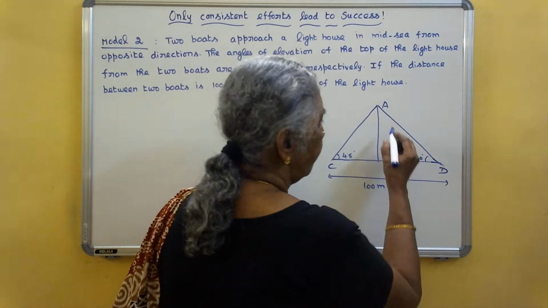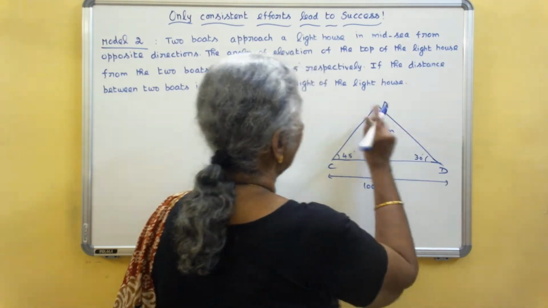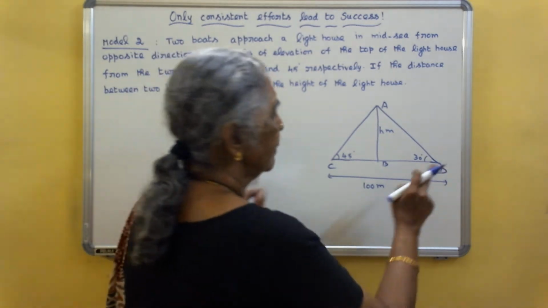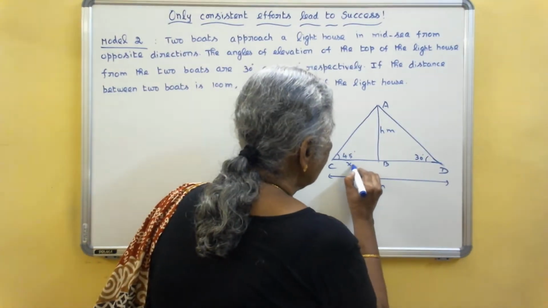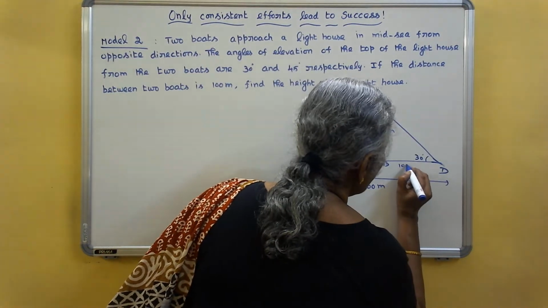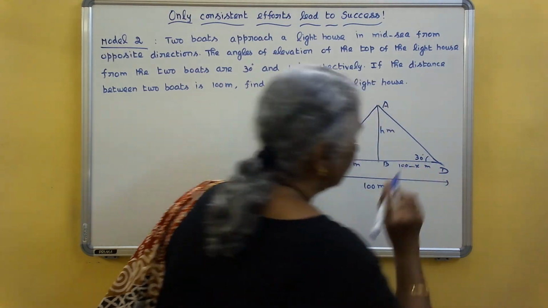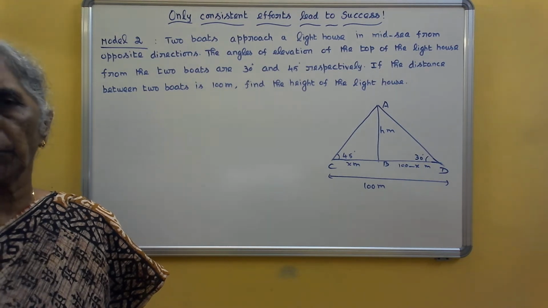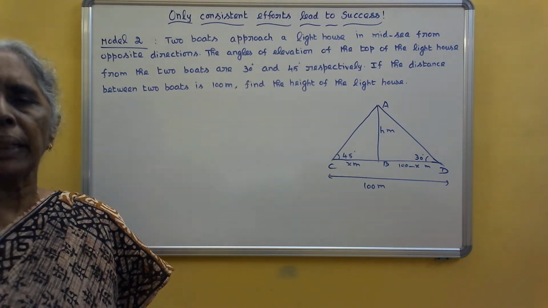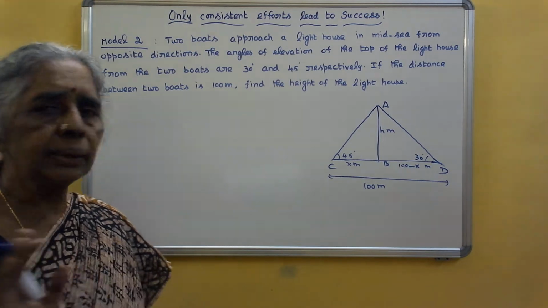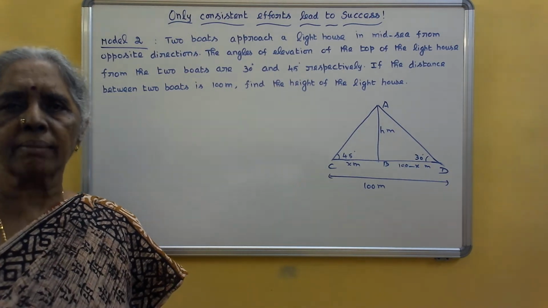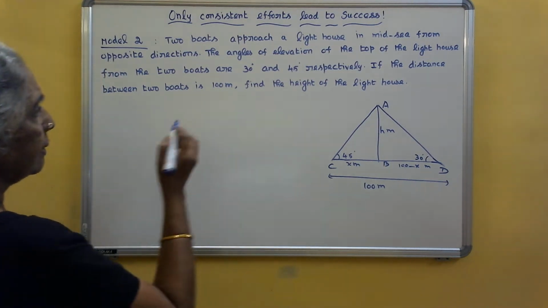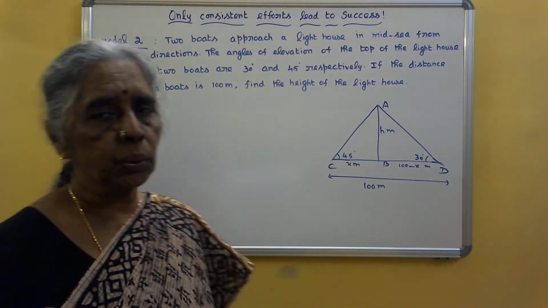I don't know this AB. I will put it as H. That is what I want to find out. Now the total is 100. I will take this part as X. So this becomes 100 minus X. Is the figure clear? So this is what you should know after you read the sum. Now, as usual, you will get two right triangles, two unknowns. That's all. So now, all these things I have already told you.